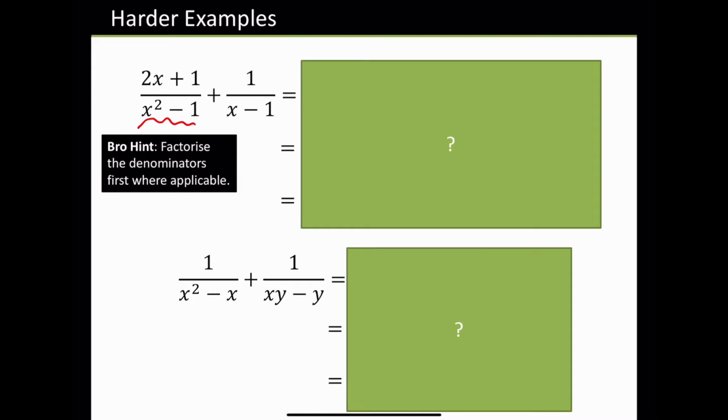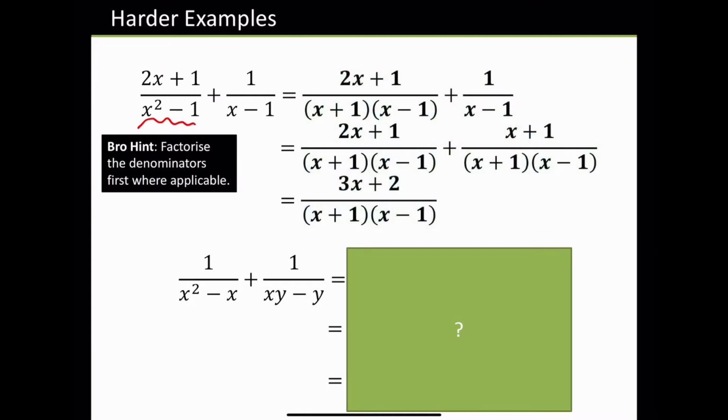Well, that is the difference of squares. So I'm going to have 2x plus 1 over x plus 1, x minus 1, and so on. Now I simply need to multiply the second fraction by x plus 1. Same denominator, and I simply add now: 2x plus x is 3x, 1 plus 1 is 2. So I'm left with simply 3x plus 2 over x squared take 1. And that's finished there. There's nothing else I can simplify.